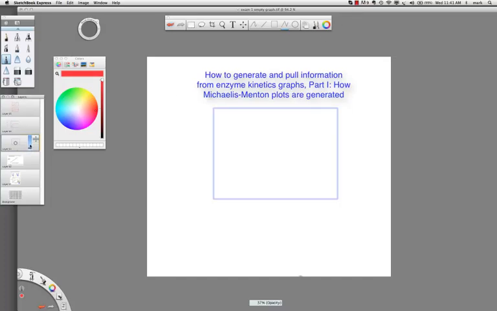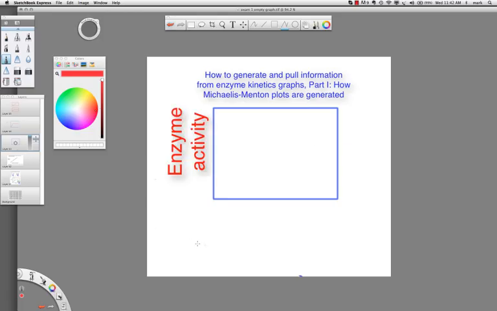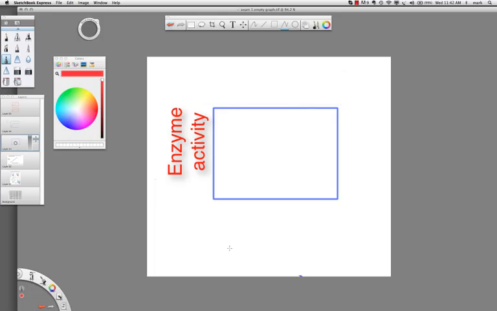In this video, we're going to look at how to generate and pull information from enzyme kinetics graphs. We're going to start with Michaelis-Menten plots. Michaelis-Menten plots represent measurements taken of enzyme activity in a set of experiments in which you vary the substrate concentration, but keep a single enzyme concentration for each of these.